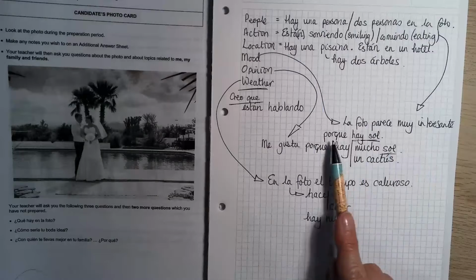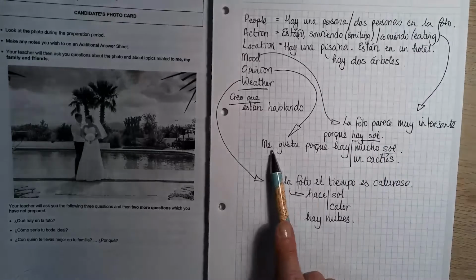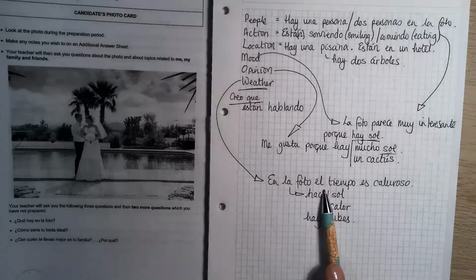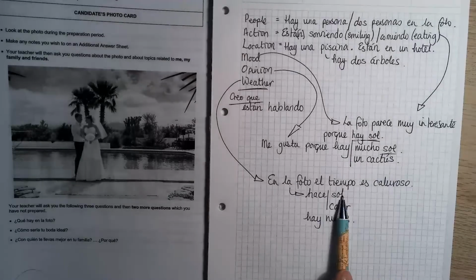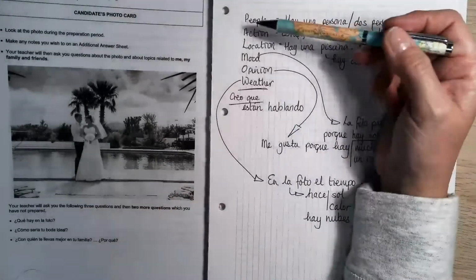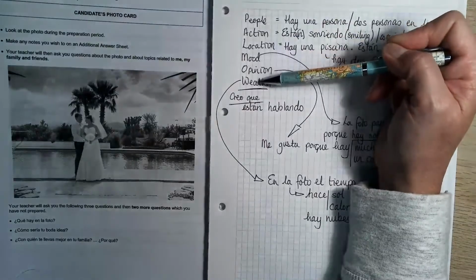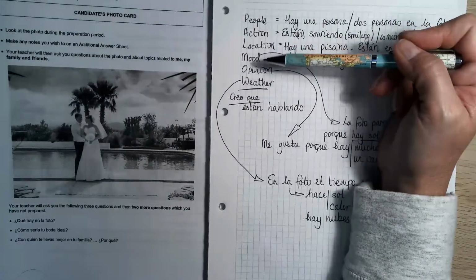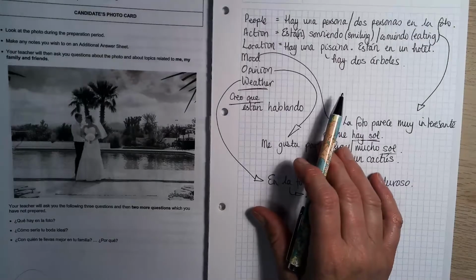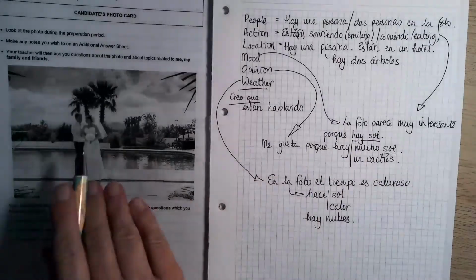La foto parece muy interesante porque hay sol. What's in the photo? Me gusta porque hay mucho sol. Hay un cactus. En la foto, el tiempo es caluroso. Hace sol, hace calor. You're looking at 8 or 9 things that you said there about what is in the photo. So remember that when you're looking at your Palmo, you're after 3 points, but you have to keep coming back to whatever it is you're describing. Can it be construed as something that is in the photo?